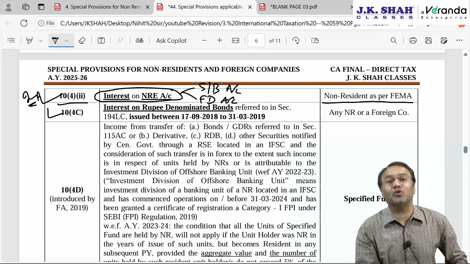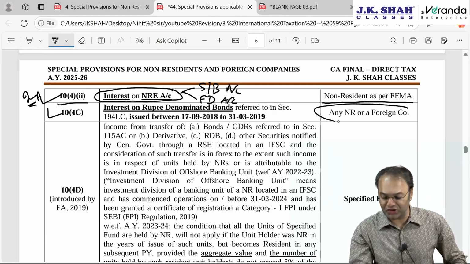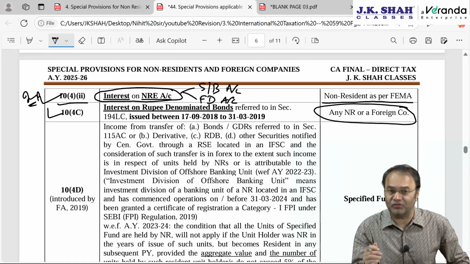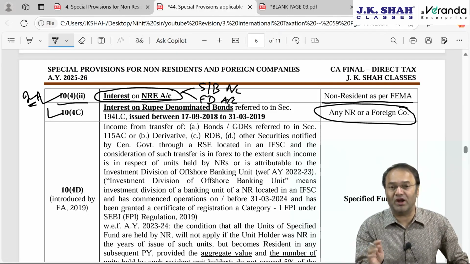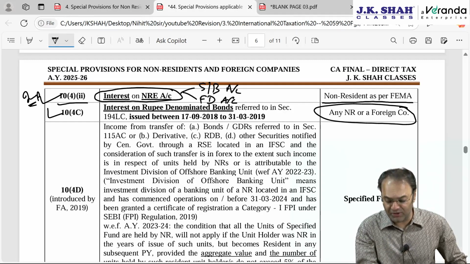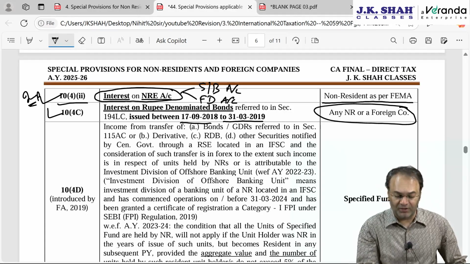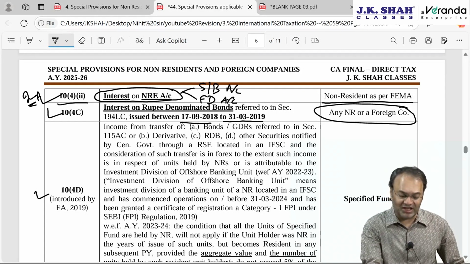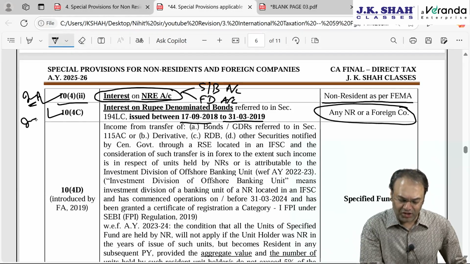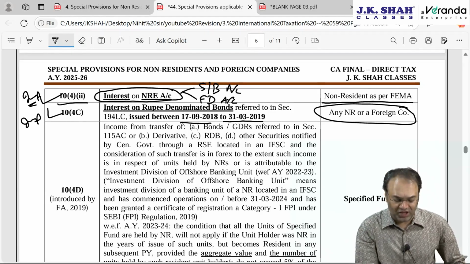Interest on rupee denominated bonds, again applicable to non-resident or a foreign company. Interest on which bond? Rupee denominated bonds, which are also called masala bonds, provided such bonds were issued between 17 September 2018 to 31st March 2019. Between these two dates, then only. Then the next is 10(4)(d), which is less important, slightly important but not very important. 10(4)(b) and 10(4)(c) are important. 10(4)(d) is okay, not very important and not even to be ignored also.